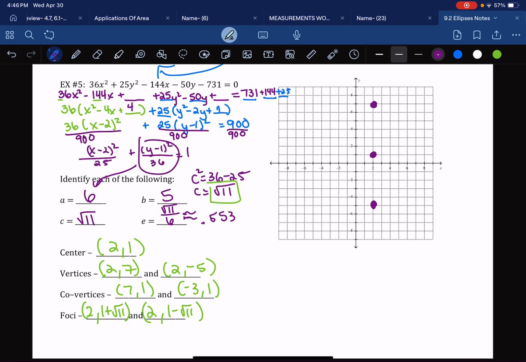Okay. And then we have the other direction. 1, 2, 3, 4, 5. 1, 2, 3, 4, 5. Oops. Okay, here we go.